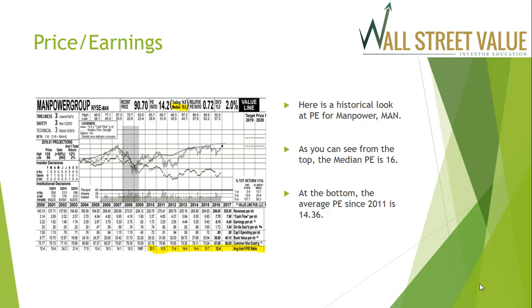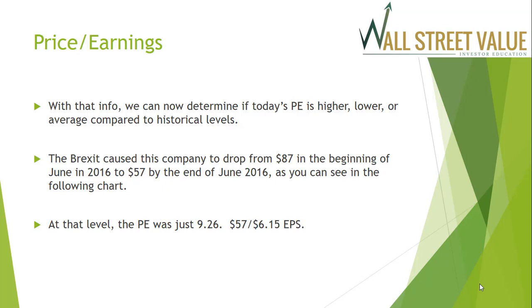Their earnings have been growing pretty consistently over the last 5 years. And so I wanted to see what the median price to earnings is, what the historical PE is for this company. And I'll tell you why in a moment. As you can see up at the top where it says median, their median price to earnings is 16. And at the bottom, going back to 2011, their average PE is 14.36. So with that info, we can now determine if today's price to earnings is higher, lower, or average compared to historical levels.